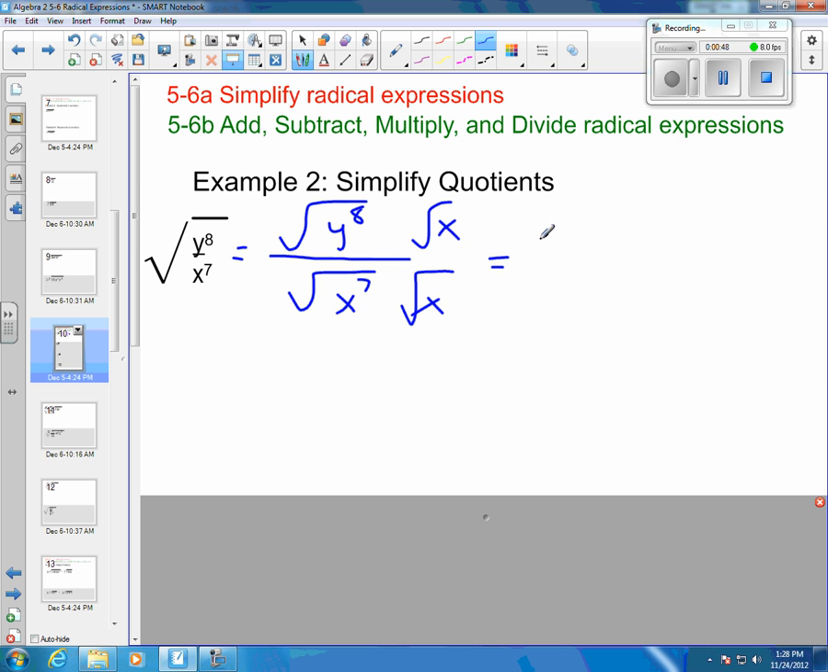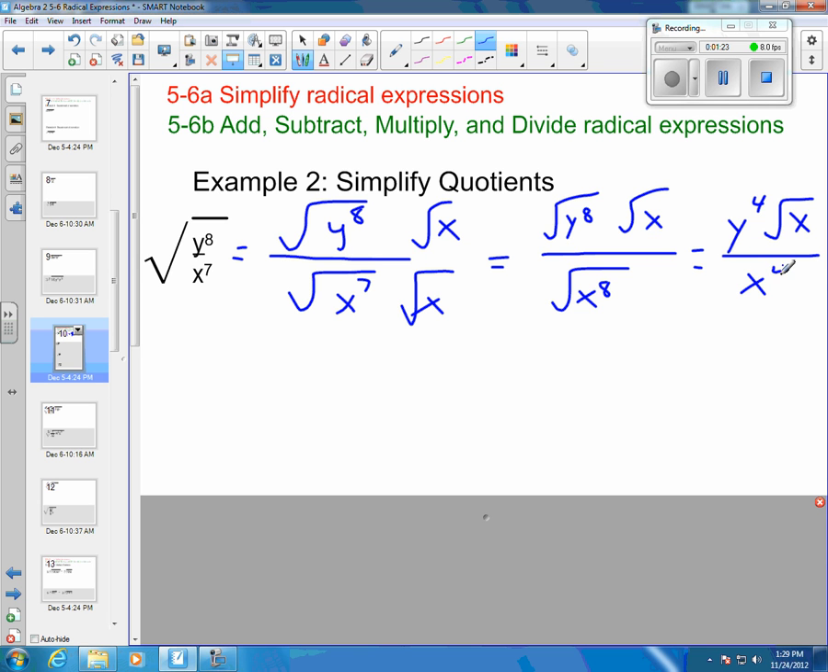So now this becomes the square root of y to the 8th times the square root of x over the square root of x to the 8th. So now there's lots of stuff we can reduce. The square root of y to the 8th, 8 divided by 2 is 4, so this is just y to the 4th. You can't do anything with the square root of x, so we just write the square root of x. And in the bottom, we've got the square root of x to the 8th, so that is x to the 4th. And that one's as far as it goes.